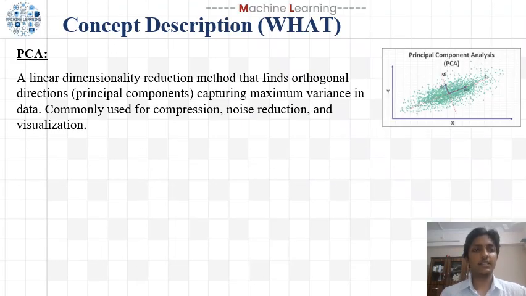Now, first we will see PCA, principal component analysis. This method works only on linear data. It is a linear dimensionality reduction method that finds orthogonal directions, that is principal components, which capture the maximum variance in data. Orthogonal direction means the direction in which the data is stretched or shrunk. That is called the orthogonal direction and it is considered a principal component. These principal components showcase the maximum variance between data points. It is commonly used for compression, noise reduction, and visualization.